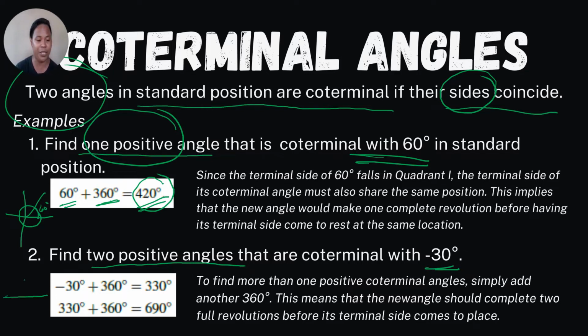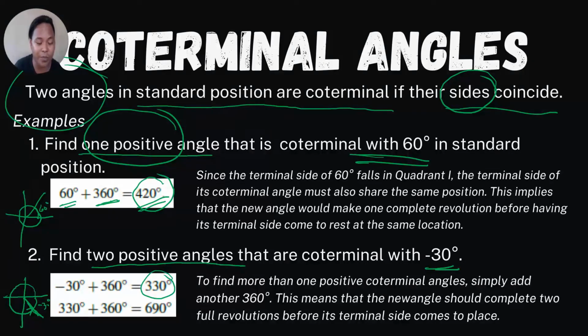The terminal side of negative 30 is in quadrant 4. So, nandito po yung kanyang terminal side. And kapag hanapin po natin yung positive angle po na coterminal from this point, so we're going to move counterclockwise until we reach this terminal side po. And this terminal side is equivalent to 330 degrees.